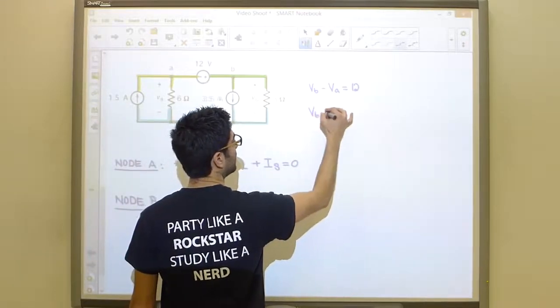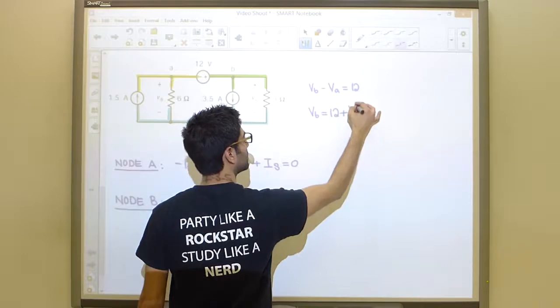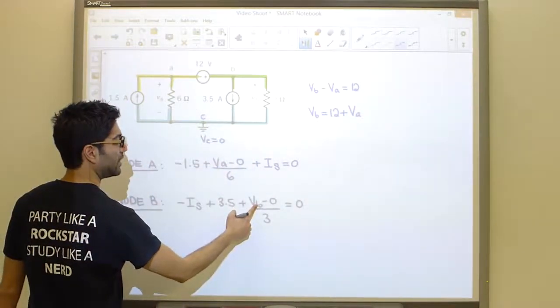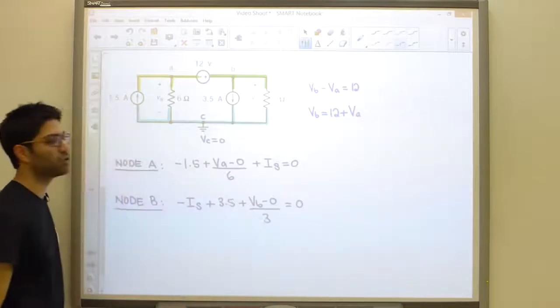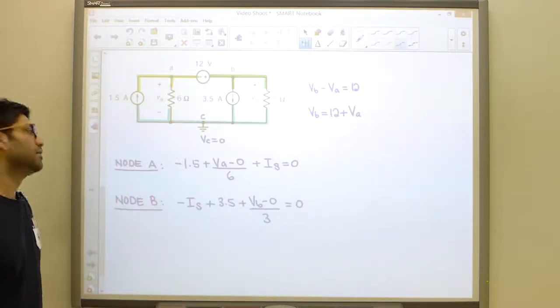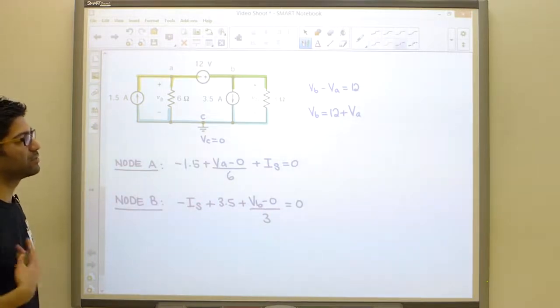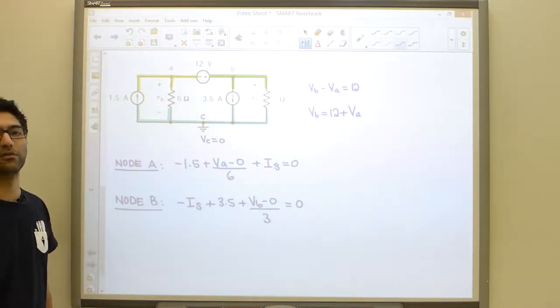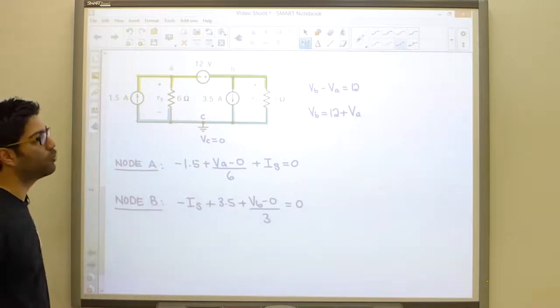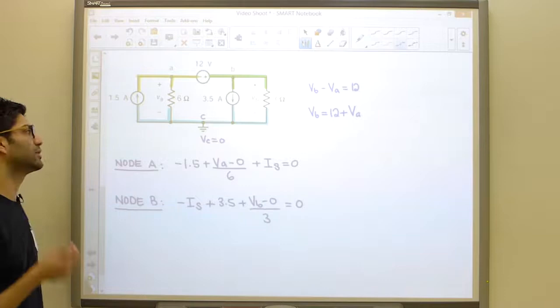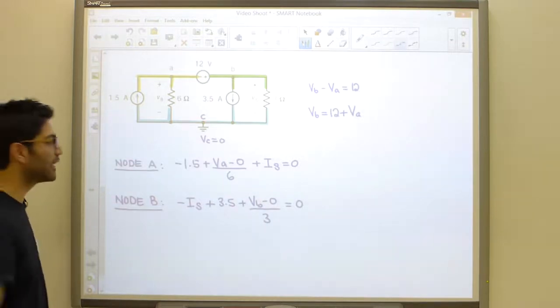We understand that VB is 12 plus VA. Plug this in everywhere you see VB, and then you'll have a 2-equation, 2-unknown problem. It's manageable, but it turns out that there is a smarter, faster, quicker way of solving this. You guys should try this at home and see if you get the same answers that I am about to get with the concept of the supernode. So let's take a look at that.